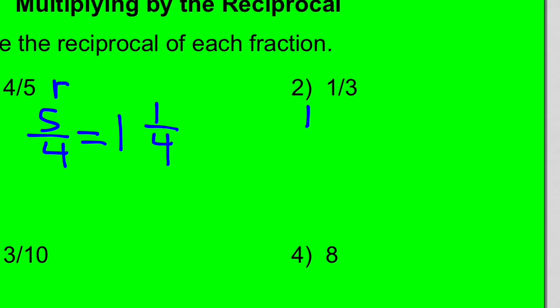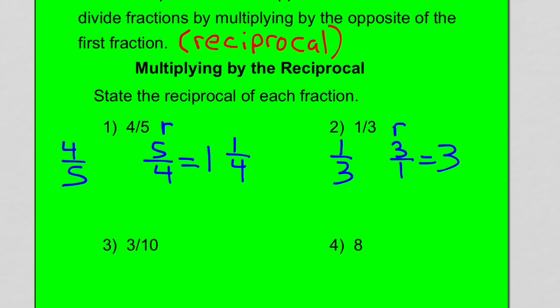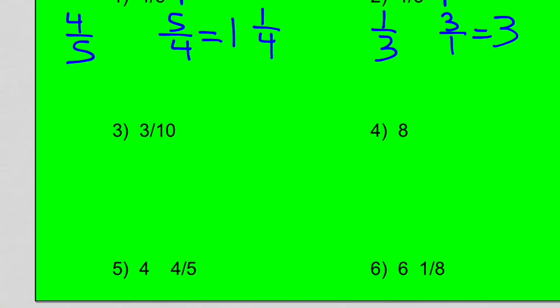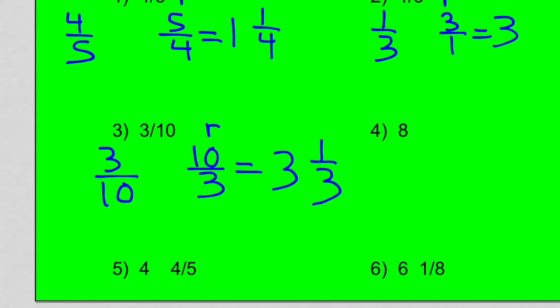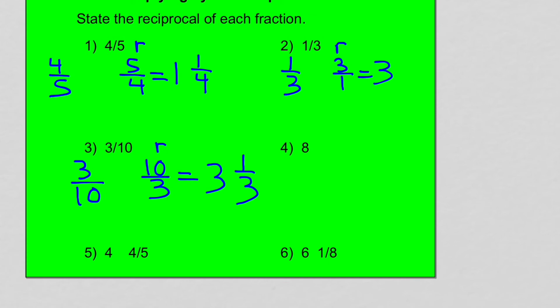Now if I have the fraction 1/3, the reciprocal of that fraction, which I'll call r, is 3/1, and I might write that as just 3. Okay, if I had the fraction 3/10, the reciprocal of that fraction would be 10/3. And I might write that, 3 goes into 10 3 times, remainder 1 out of 3. The reciprocal of 8, well, 8 is 8/1, so the reciprocal would be 1/8. Just the flip.